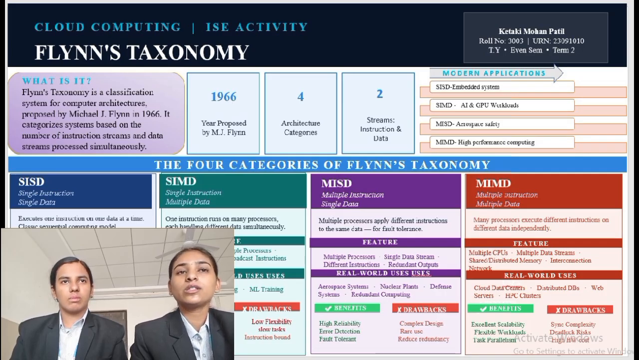And coming to the disadvantages of this architecture, the first one is complex design. Compared to the rest of the architectures, it is difficult to implement, and from the user perspective, it is difficult to understand. It is very expensive, as the structure of the design itself is very complicated, so it requires a large amount of cost to implement.